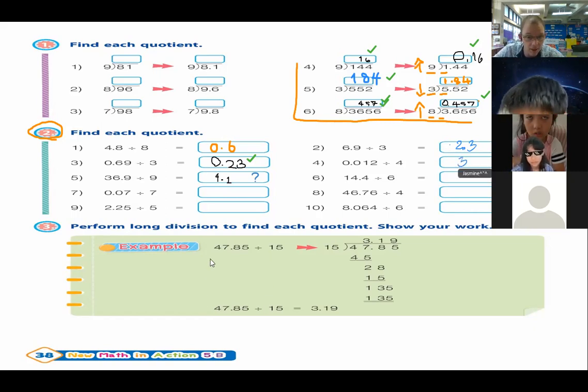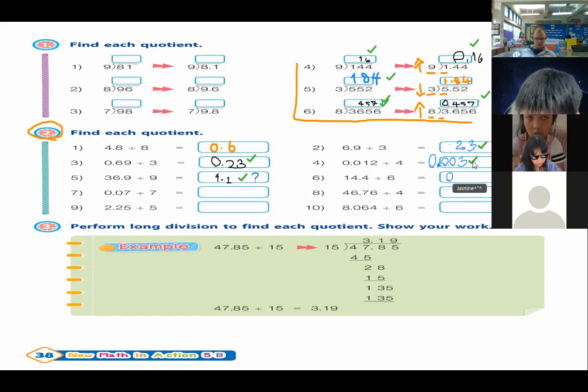36.9. Yeah, that is correct. 2.3, that is correct. 0.012 divided by 4. Where is our decimal point going to be? 0.003. Yes, that is correct. Very good. That one is very easy to make a mistake on. Very good answer there. We have about 5 left.